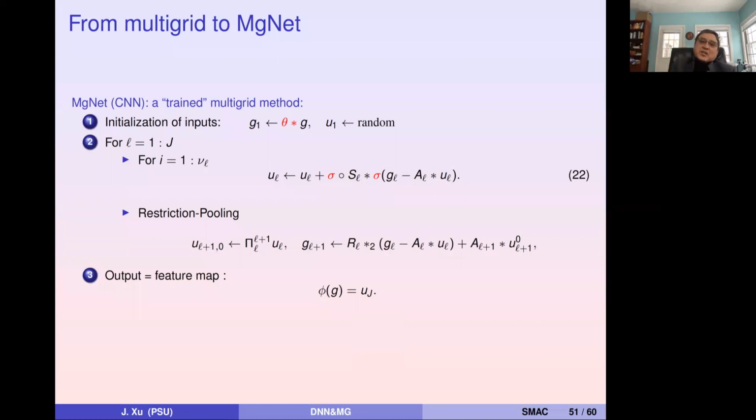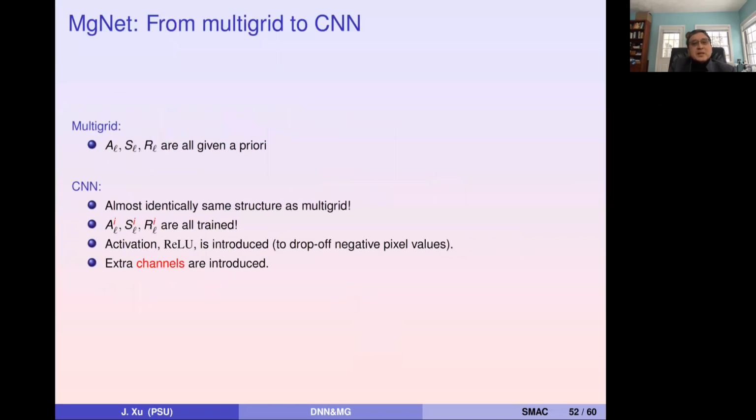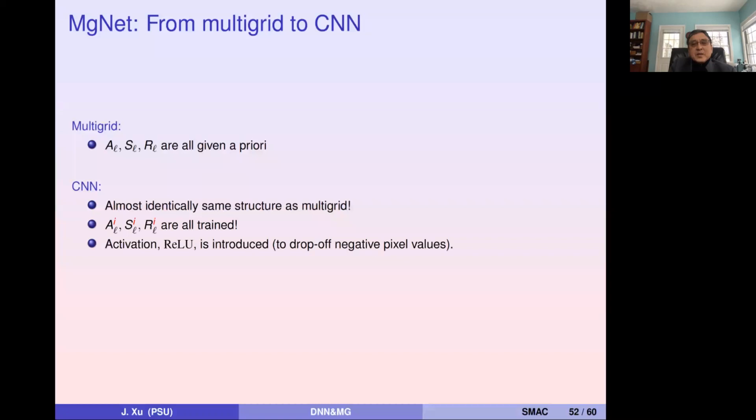This is very well structured, with very few hyperparameters to choose. If you compare with the classical multi-grid method, the A_L and S_L are given a priori. In the CNN, this MGNet, you have the same structure as a multi-grid, but all these convolution kernels need to be trained by the data. And as I mentioned, the activation in this case, if you really think about a multi-grid algorithm, if I see something negative, I drop it off, make it 0. Of course, the ReLU, as I explained earlier, has other reasons to be a good activation function, to have good representation power and all that.